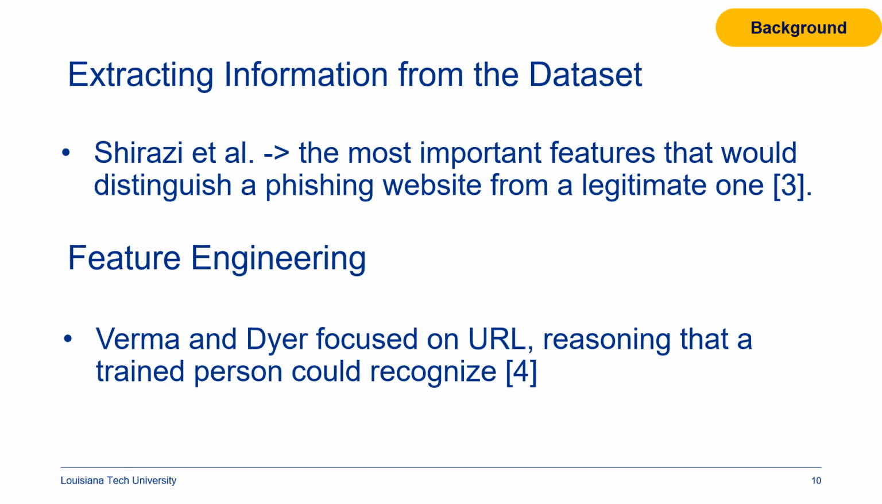An example of focus on a feature that was compromised is the work of Verma and Dyer. They based their work on the URL, and the reason is that phishing websites with such URLs can be identified by a trained person with a certain ease. And now we have URL shortening services that are widely available and that can compromise this study.